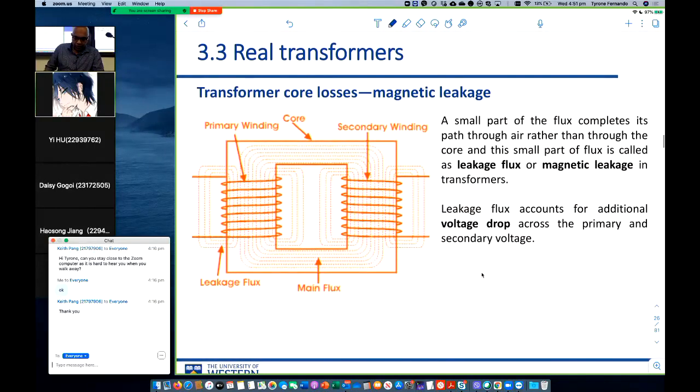So the transformer, again here you can see the magnetic flux in the dotted lines. Not all the flux is confined to the core. You can see some flux is leaking out of the core. So this is the leakage flux.